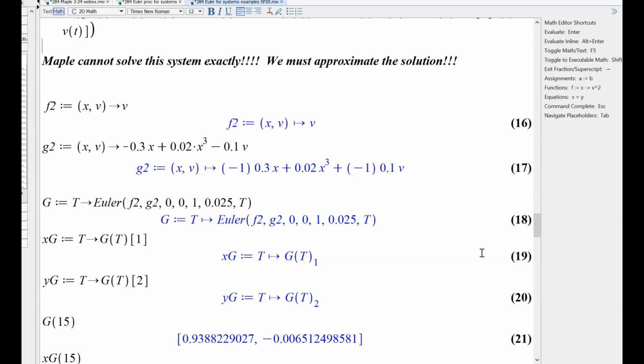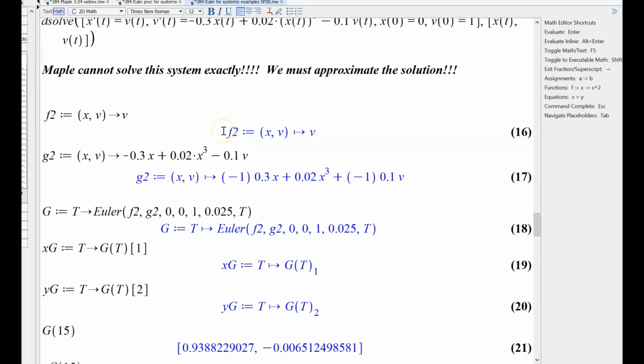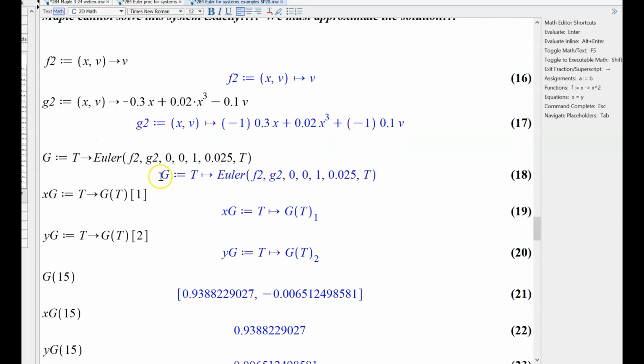This is the same document that I had the first example in, so I've already got the Euler procedure loaded in the document, but I have to define a new right-hand side function. I'm calling them F2 and G2, which are the right-hand sides of our differential equation. Once we define them, I'm going to define a new function. This time I'm calling it capital G instead of capital E, which sends a t value through the procedure.